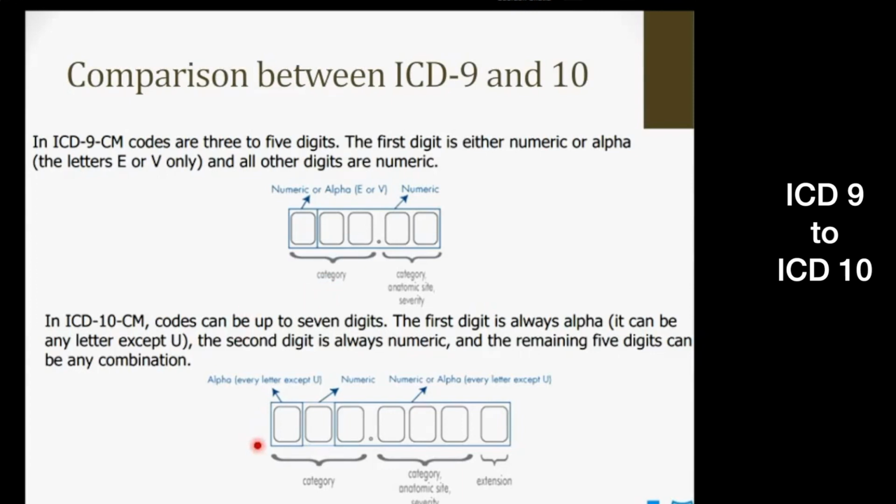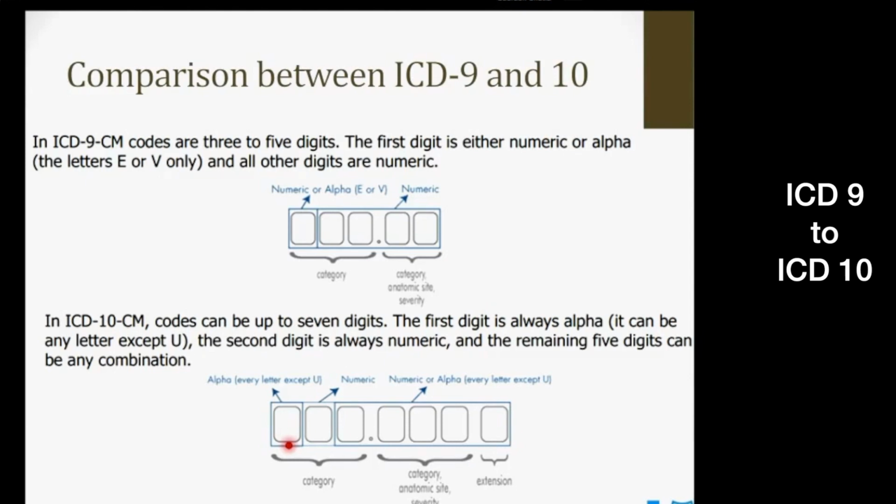But if we see below the ICD-10 CM code, the first character is always alphabetical, except the letter U, and the letter U has been reserved for newer diagnoses which come up in future. So all those which have not been accounted for today and cannot be accommodated will in future be accommodated under the letter U. The second digit is always numeric, and the remaining 5 characters can be of any combination.